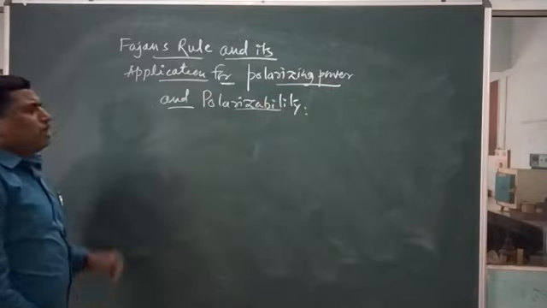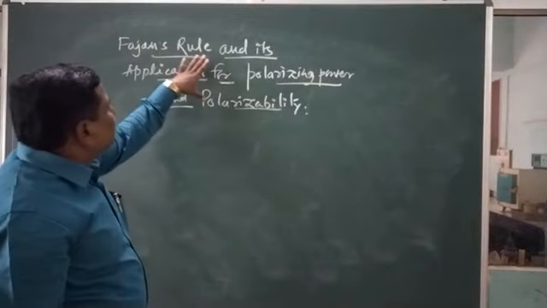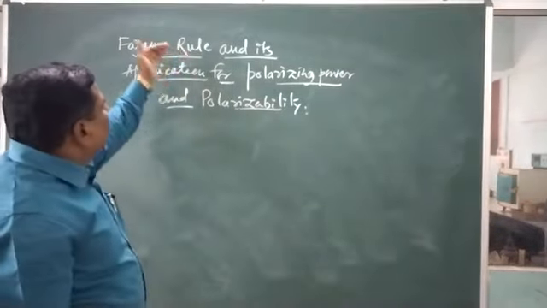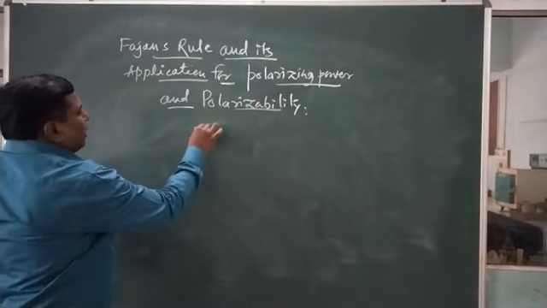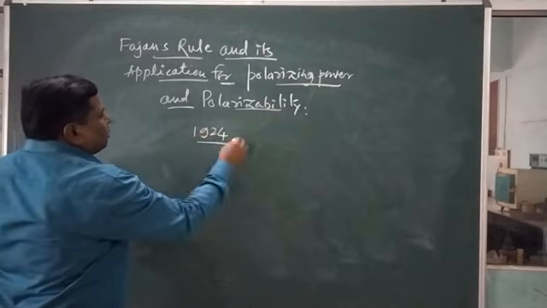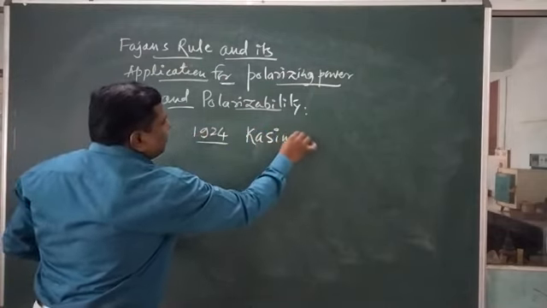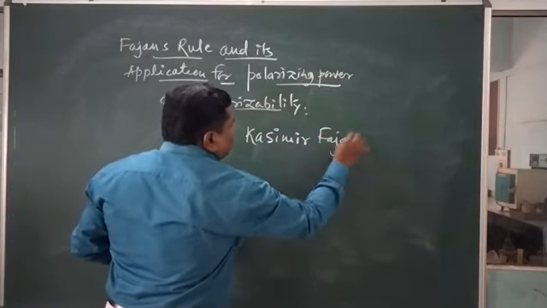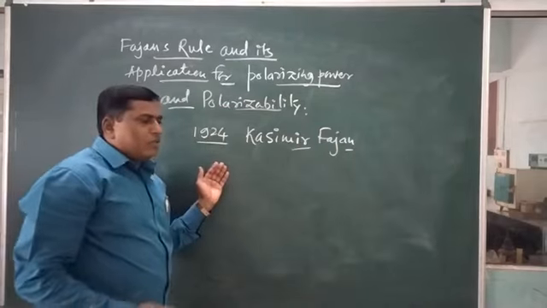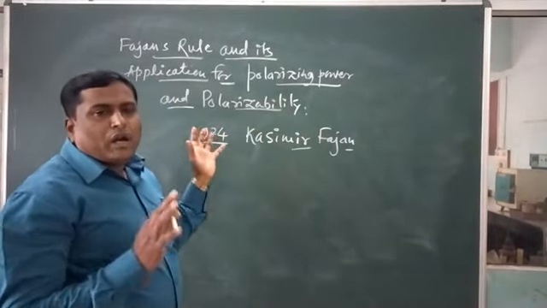Now the next point is about ionic solids. When we take Paget's rule, this is the name of the scientist, Paget. In 1924, Casimir Paget derived one rule for the ionic solids.